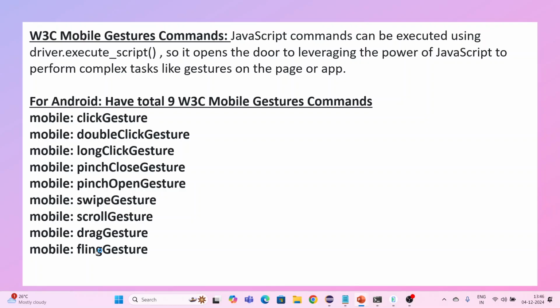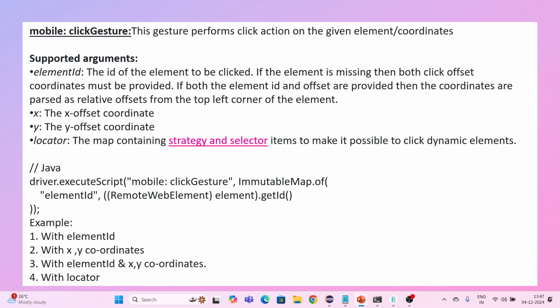Okay, now we are working on the first one, that is the tap, by using mobile colon click gesture. In this video we will see how to use this mobile colon click gesture for a tap. So if you go through this one, we have mobile colon click gesture. This gesture performs a click action on a given element or coordinates. And if you see the supported arguments, we have element id, x and y coordinates, and locator.